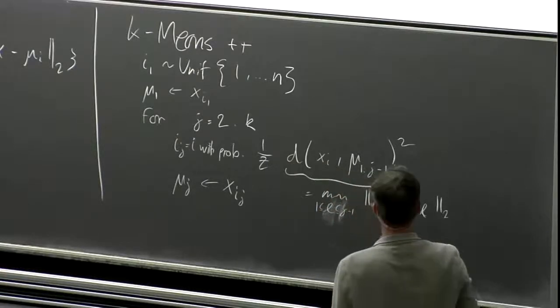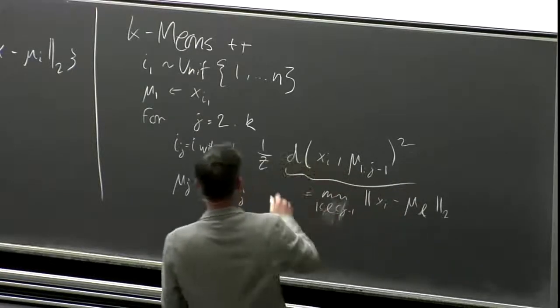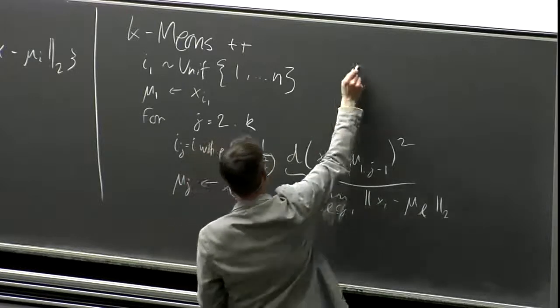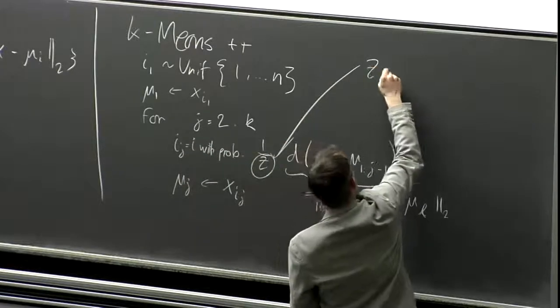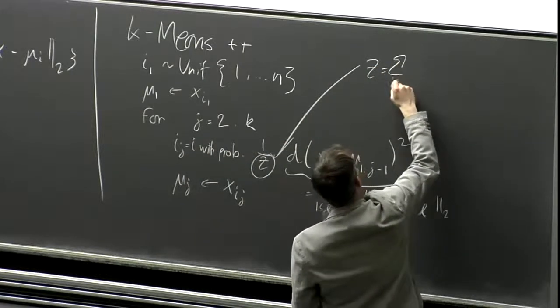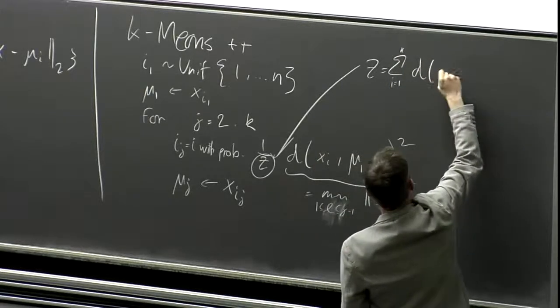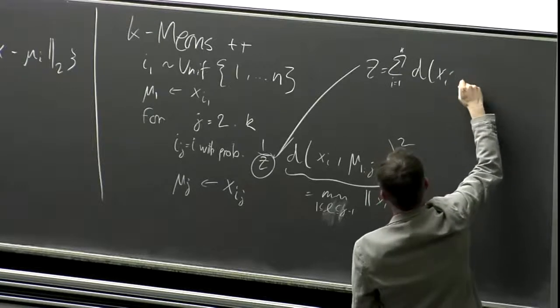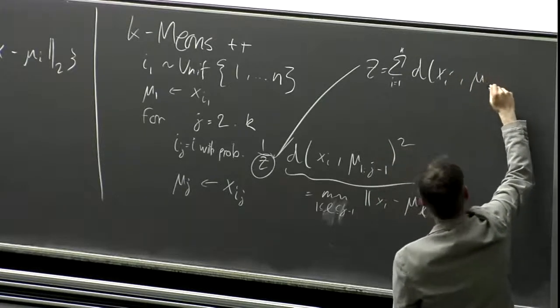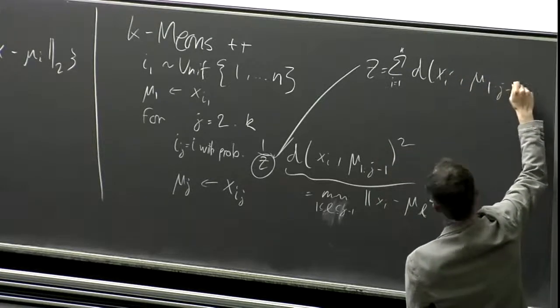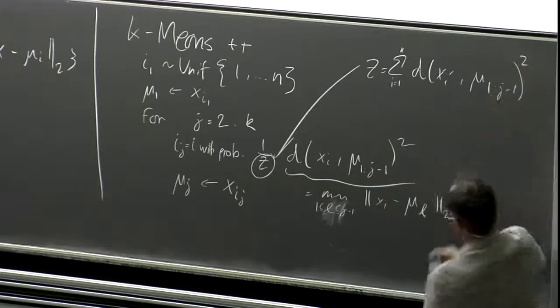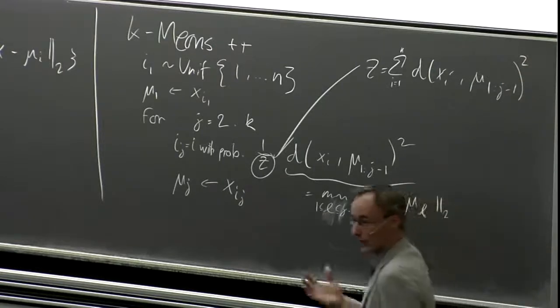Okay, so that's basically the algorithm. And here, what we haven't said yet is this normalizer. So Z is just the sum over i equals 1 through n of the squared distance of x_i to the centers mu_1 up to mu_{j-1}, to make the whole thing normalized. Okay? So now, what does this do?